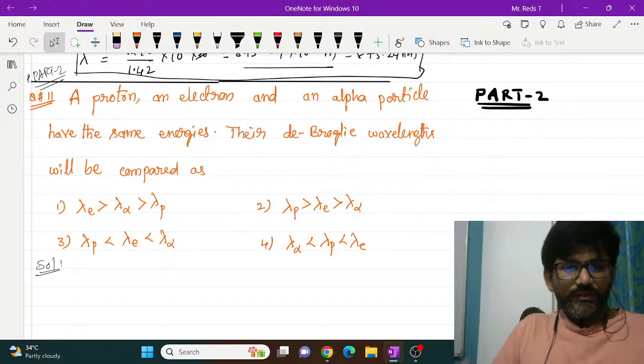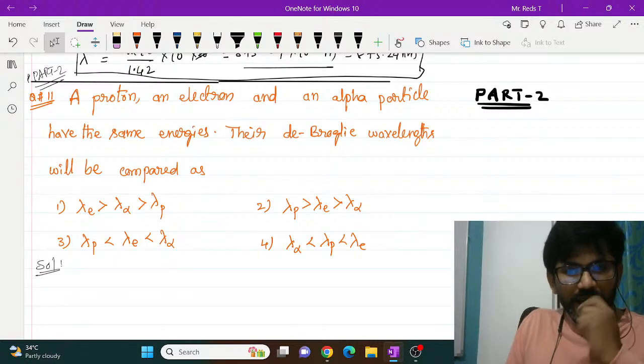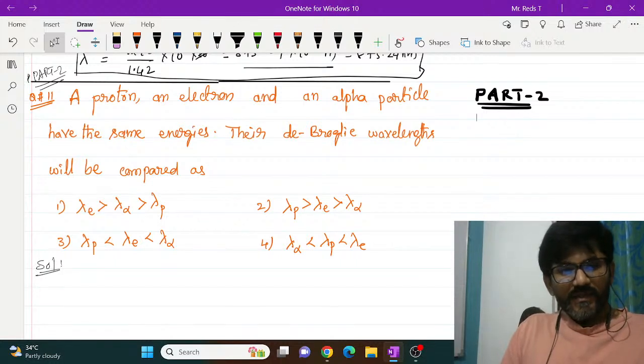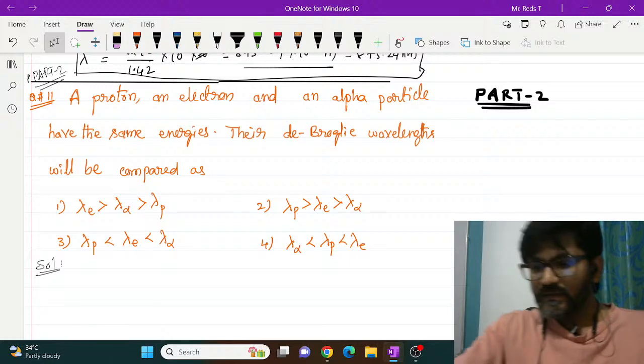So the first question is, a proton, an electron and an alpha particle have the same energies. Their de Broglie wavelengths will be compared as.